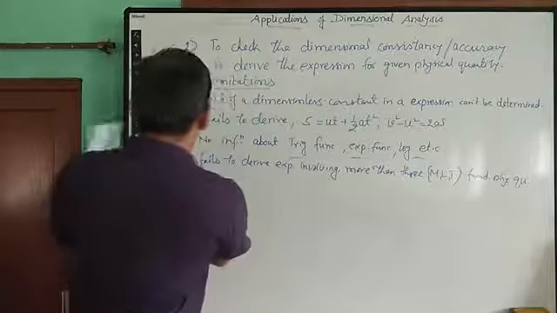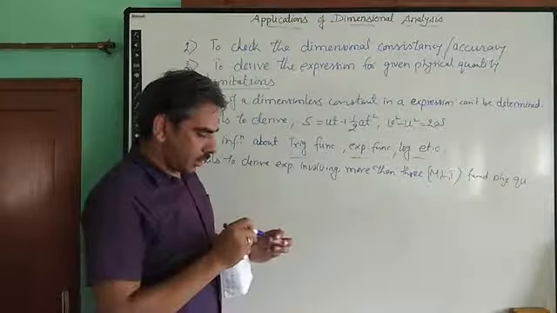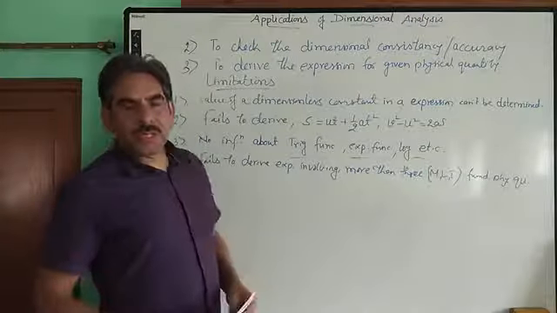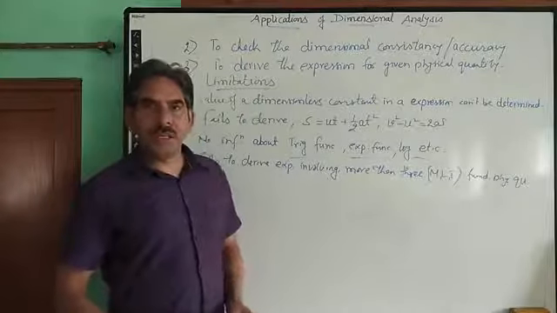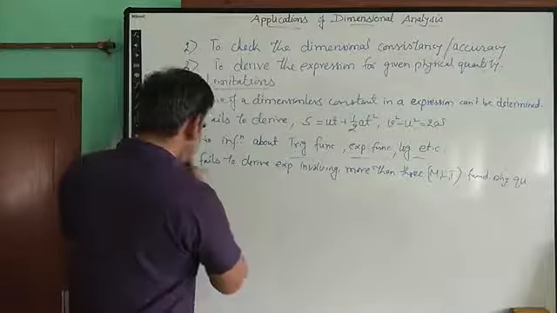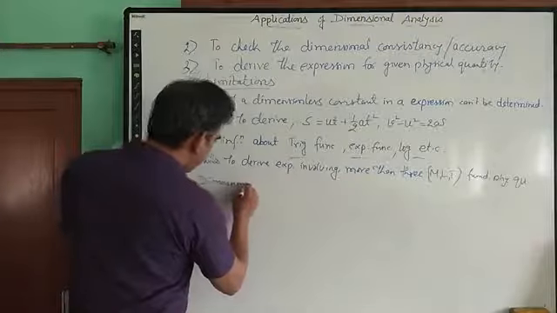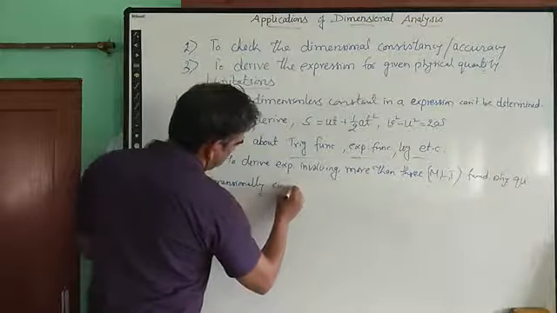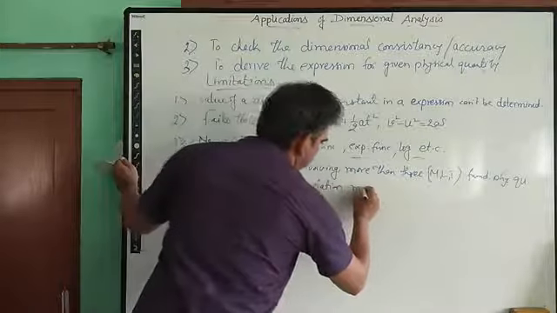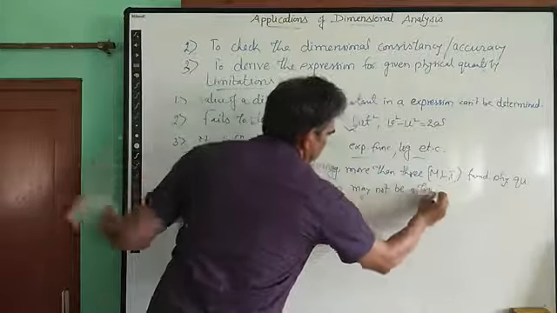And another limitation is that we can check the expression for the dimensional accuracy or consistency of an equation. But one equation which is dimensionally correct may not be actually a correct relationship. Let me just write it first. A dimensionally correct relation or formula may not be a true or correct relation.